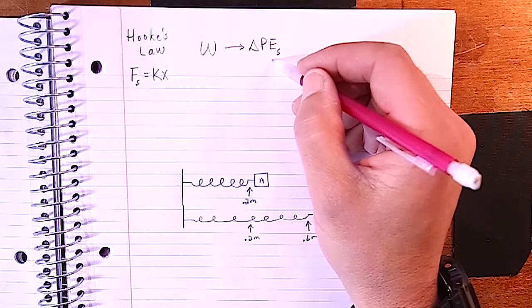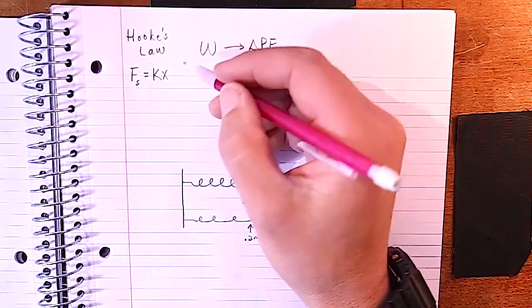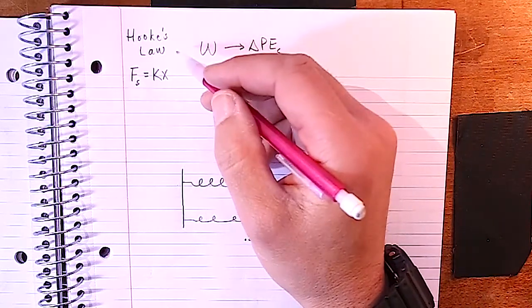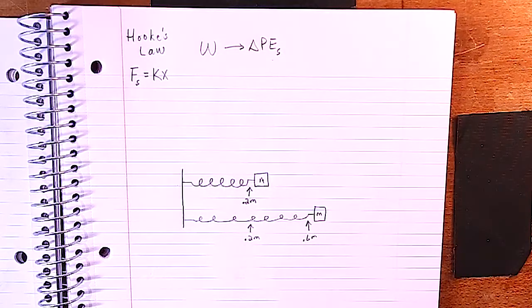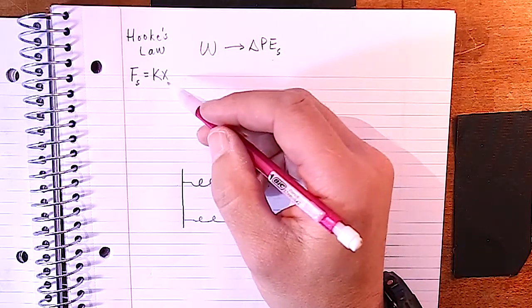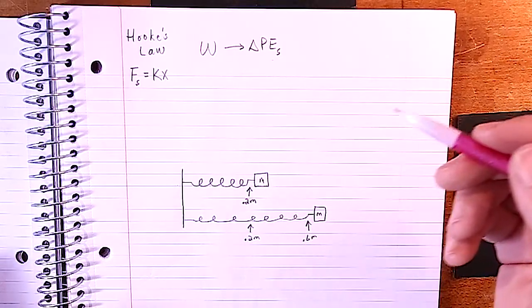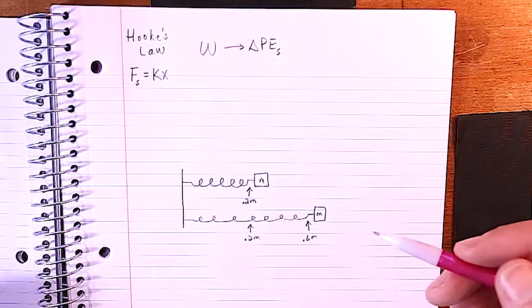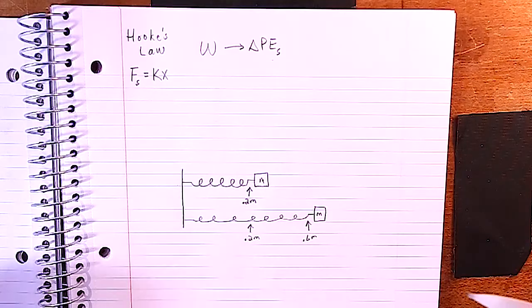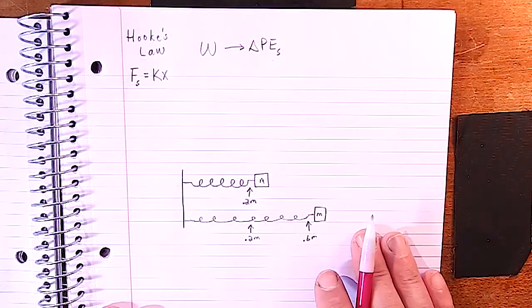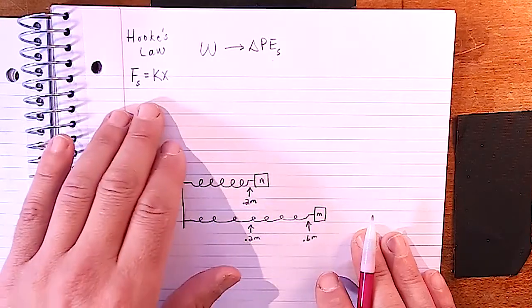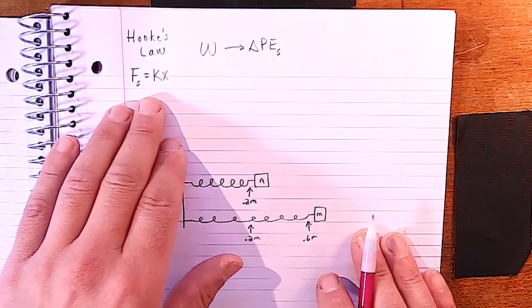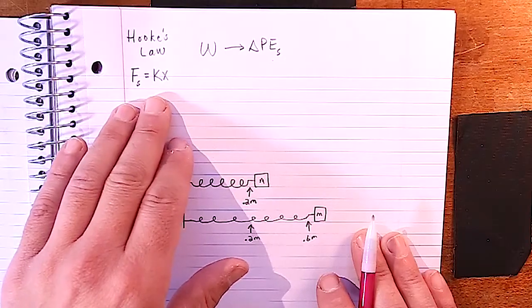So to do this, we have to be a little bit careful because we have to use Hooke's law. Now, Hooke's law is a direct relationship. So not all springs obey Hooke's law. Some springs, the force changes non-proportionally, but we're not going to get into that right now. So for right now, we're going to deal with springs where the force has a direct relationship.